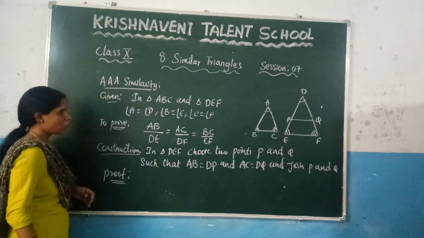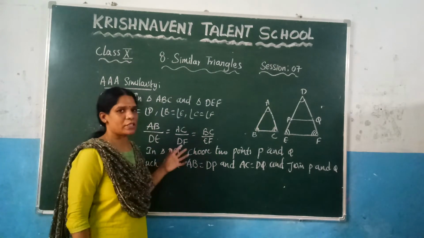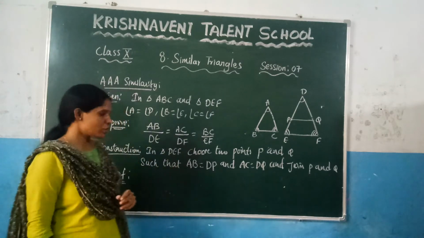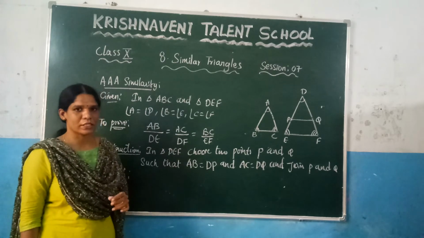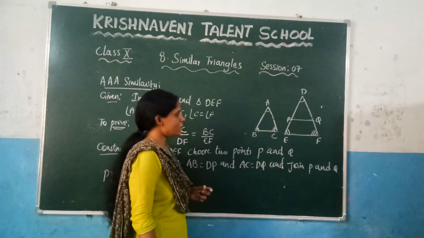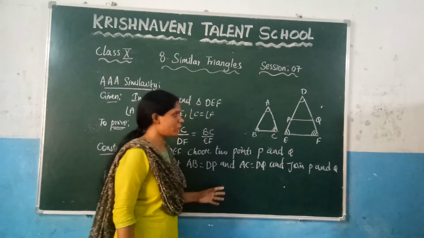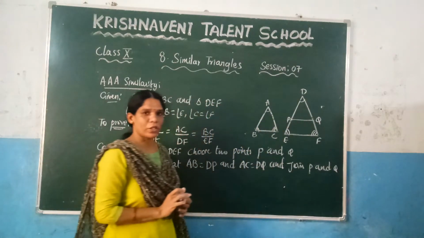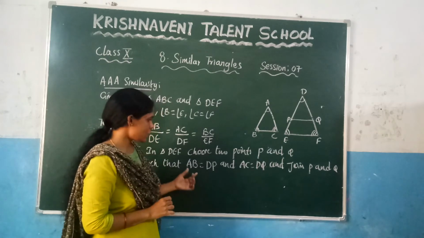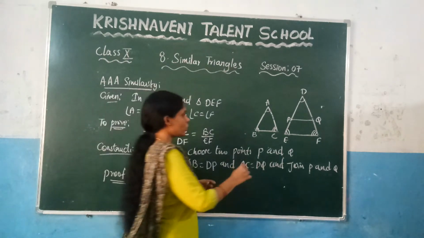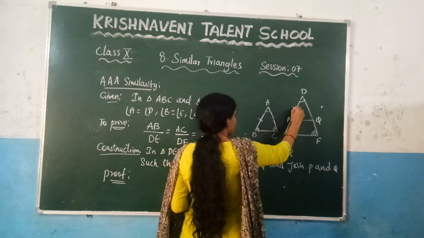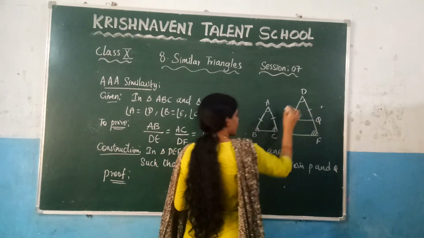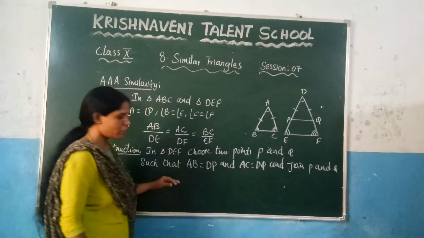Proof. So up to now what we have discussed, we have written what they have given and what we need to prove and what is our construction. So here now we are going to prove this theorem. Let us consider what we need to prove here. We need to prove that these 2 triangles are congruent. How do you prove? Now here based on the construction what we have done, you know that the length of AB is equal to the length of DP and the length of AC is equal to the length of DQ. This is our construction. Just now we have written.